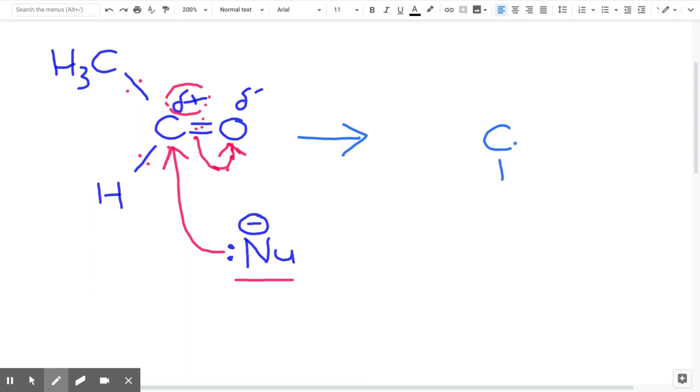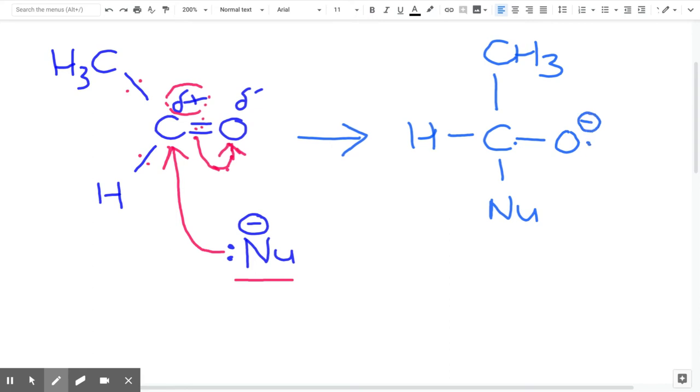That creates the bond to the nucleophile, which is the one that we're wanting to create. The methyl group is still there, the hydrogen is still there, but then the oxygen has now picked up the negative charge which the nucleophile had originally, plus it then has its own electron pair there. And so what we then have to do is essentially complete the reaction.